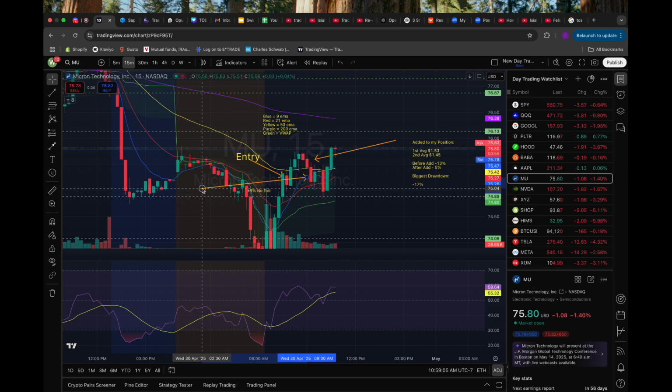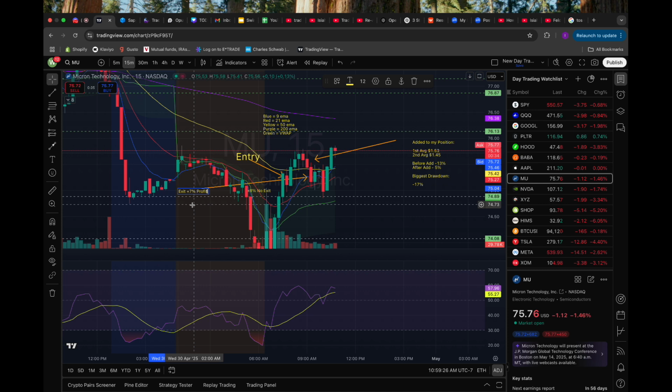I'm gonna do this right here. I took my exit on this trade, and it was 7%. Okay? Not 75, 7% in the positive, obviously. Plus 7% profit. Okay?